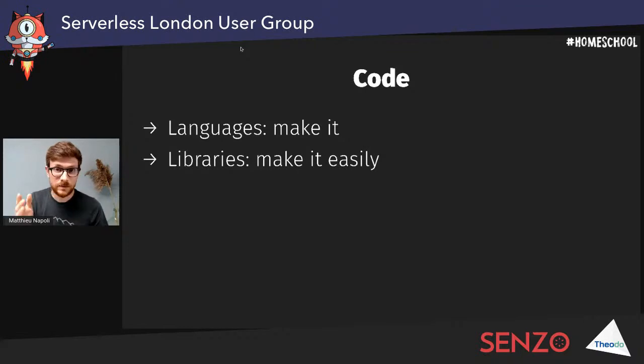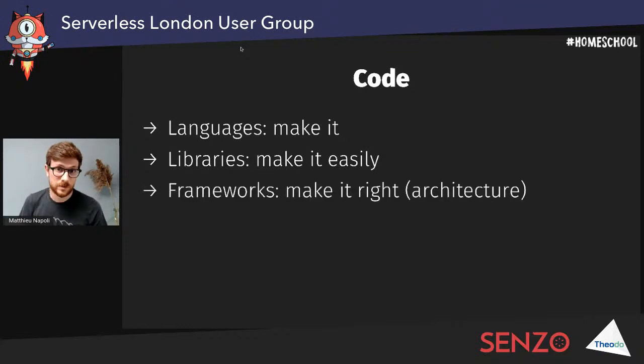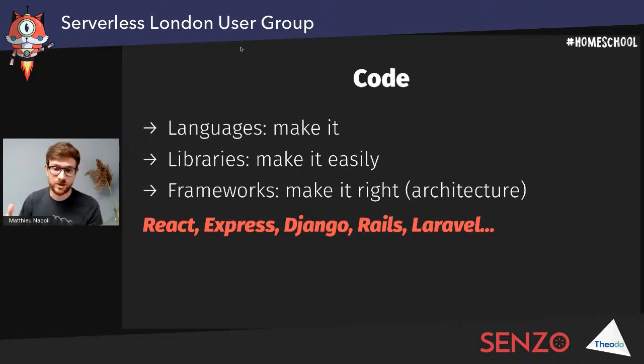But that wasn't the end. Now we have frameworks, and frameworks come with best practices. They come with architecture. They help us make it right. We know that when we use React, Express, Django, Rails, Laravel, we know we are on the right track because we are using the architecture provided by the framework. That's the landscape on the development side.